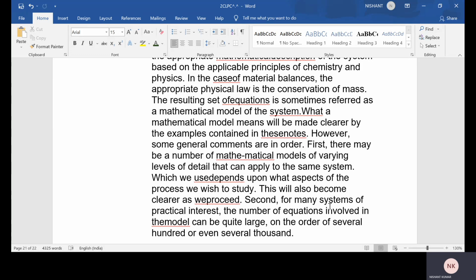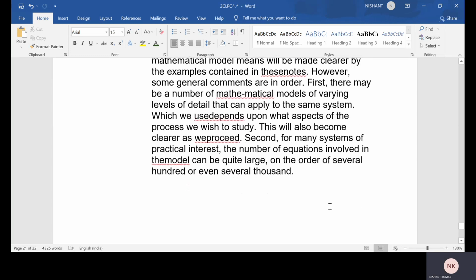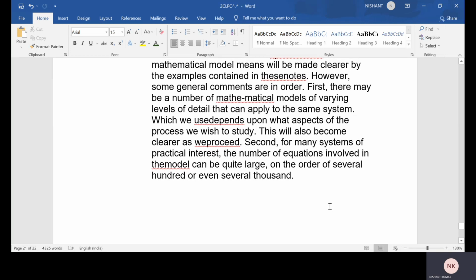First, there may be a number of mathematical models of varying levels of detail that can apply to the same system, which we use depending upon what aspects of the process we wish to study.